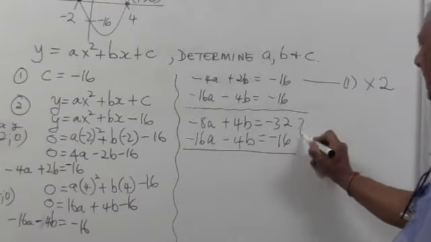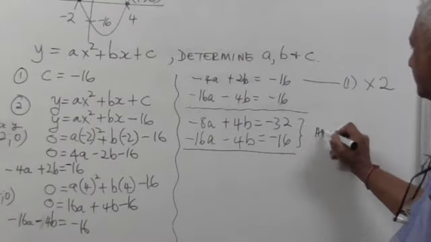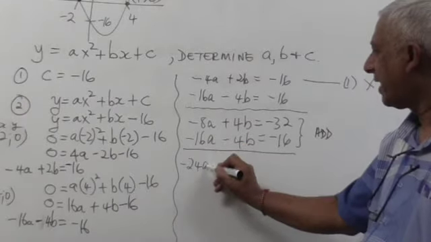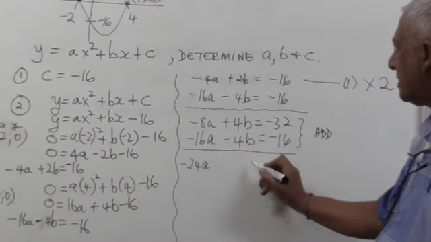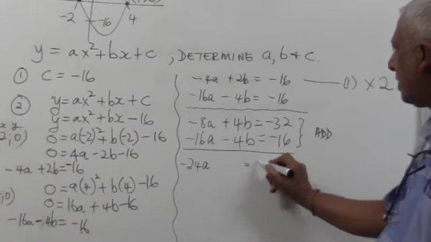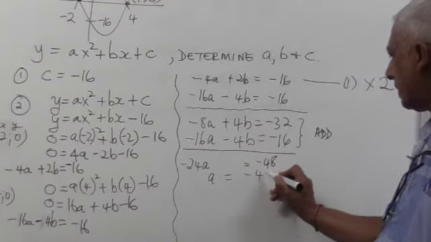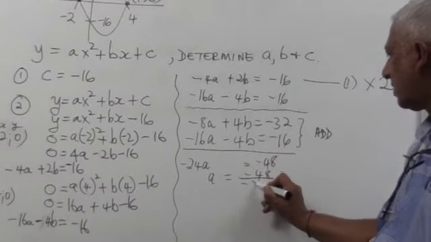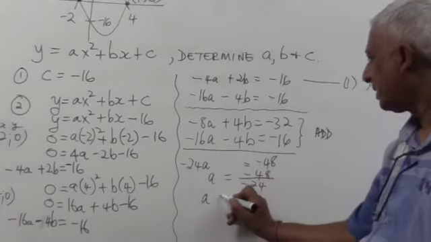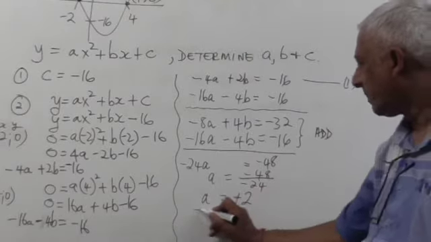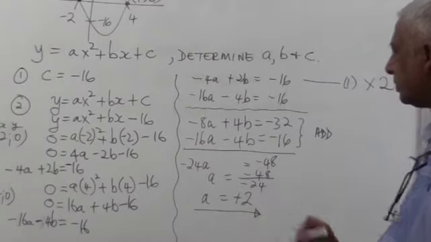Then I add these two. When I add, I get minus 24a, and 0 gives me minus 48. Then a is equal to minus 48 over minus 24. A is equal to plus 2.